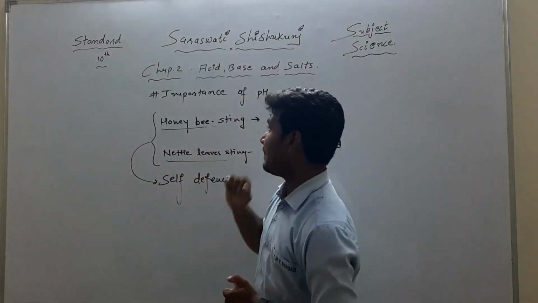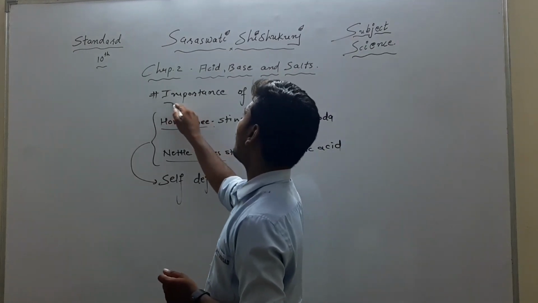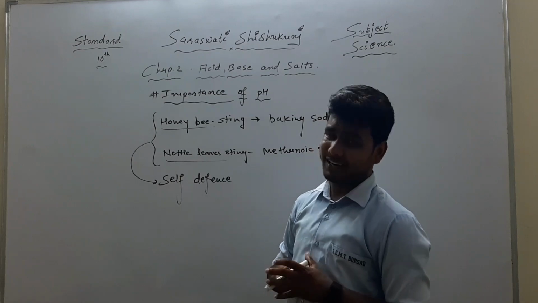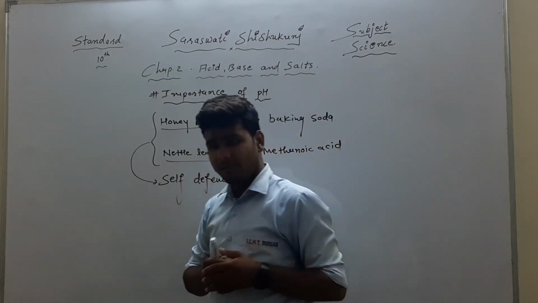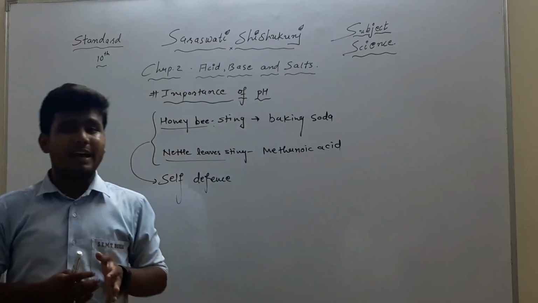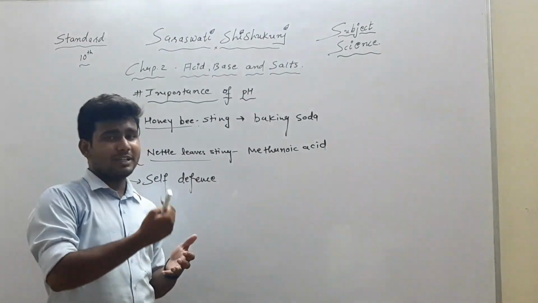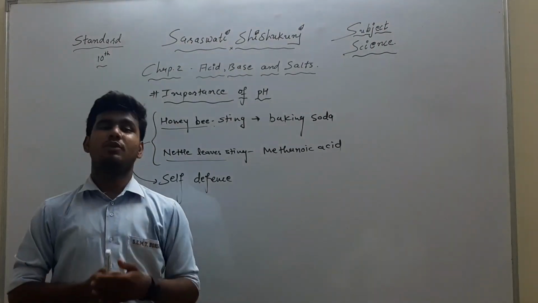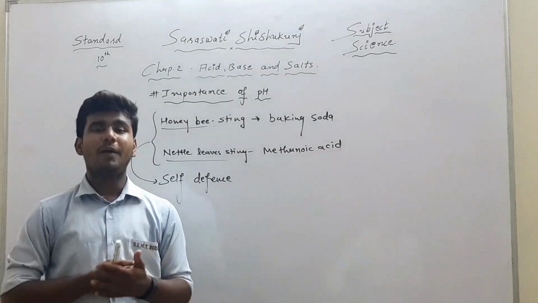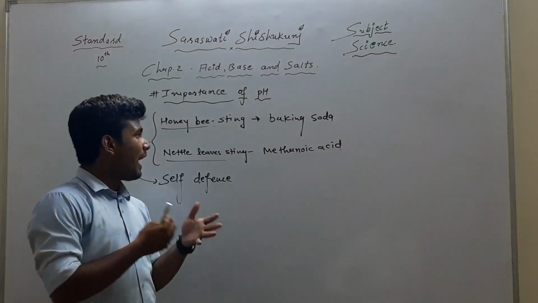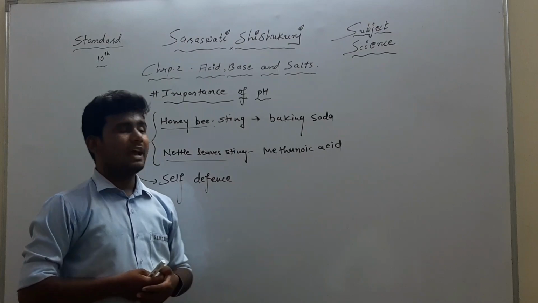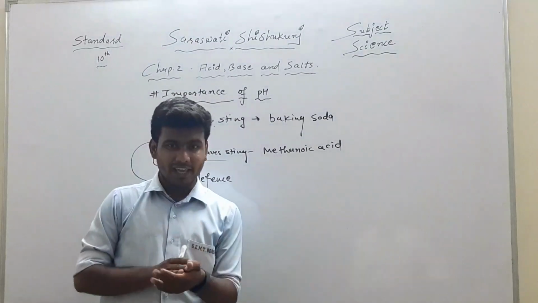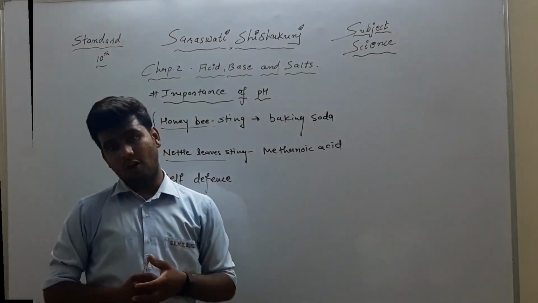So this way we have completed our topic, that is the importance of pH. There are many different areas in which pH is very necessary, but according to our syllabus we have taken only these points: how it is related with animals and plants, how it is related with soil, how it is important in digestion, how it is important in tooth decay, and how it is connected with the sting of a honeybee and nettle leaves. So in today's session we have understood about pH, right, and the importance of pH.